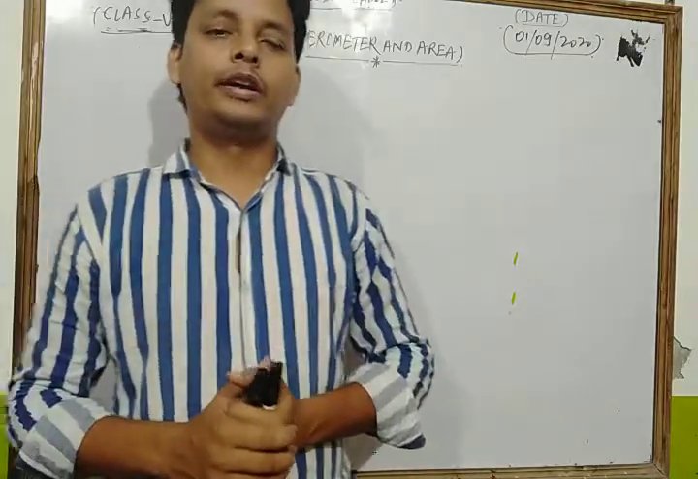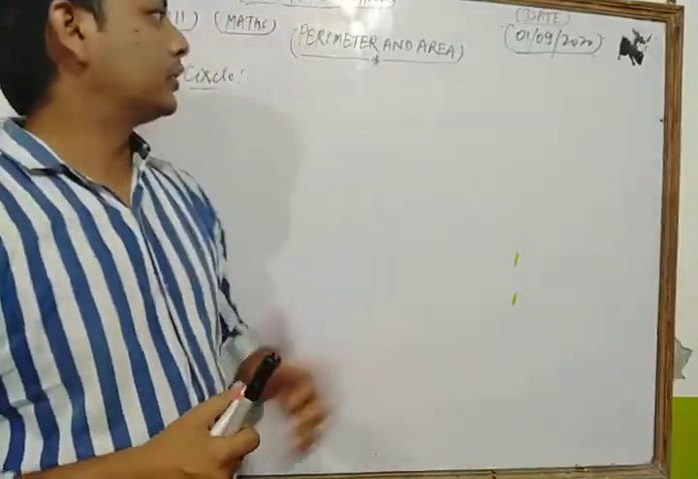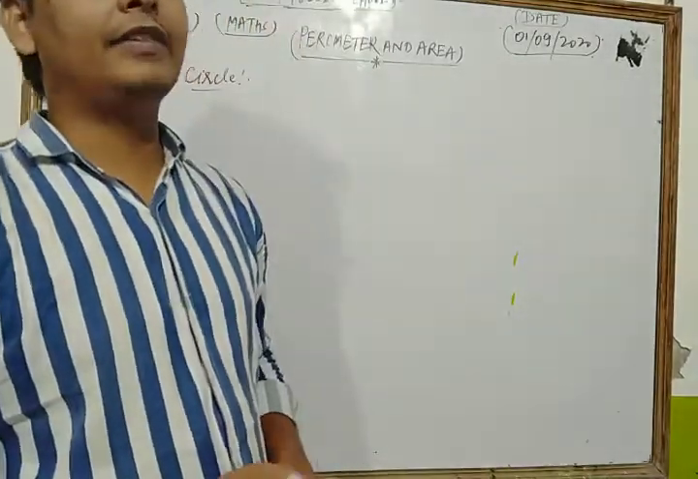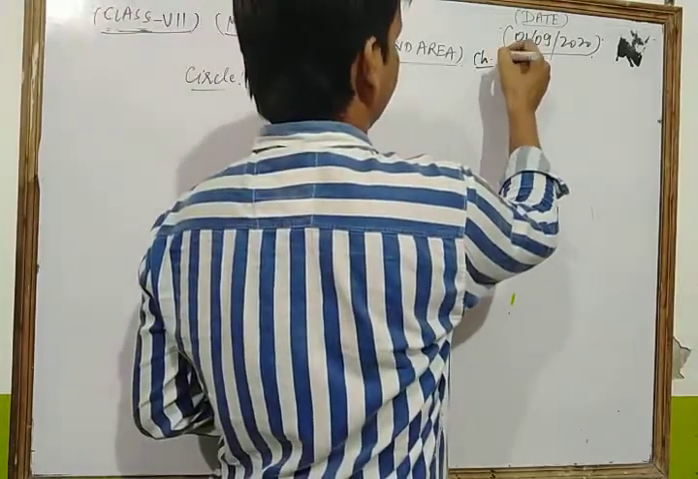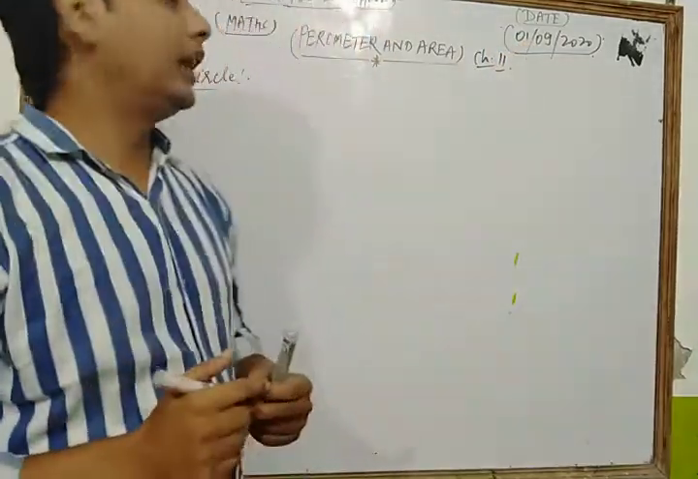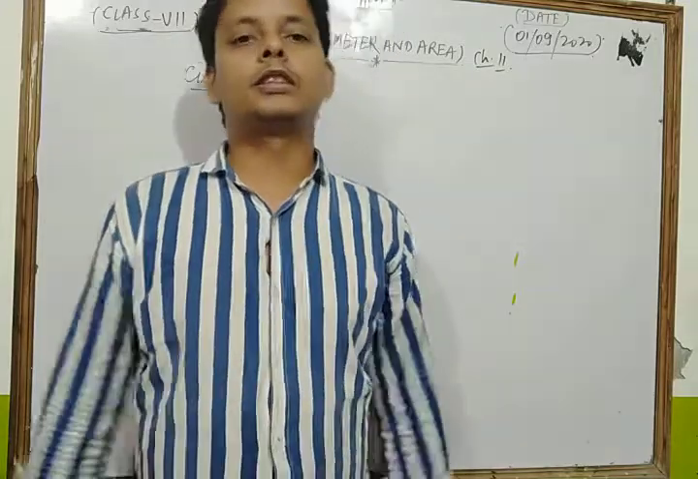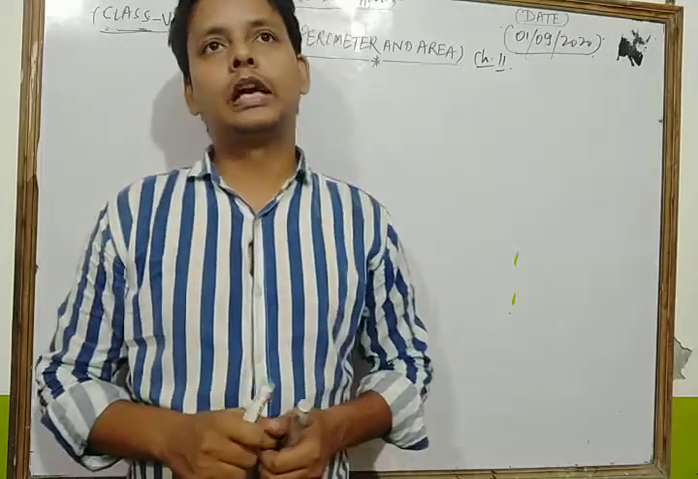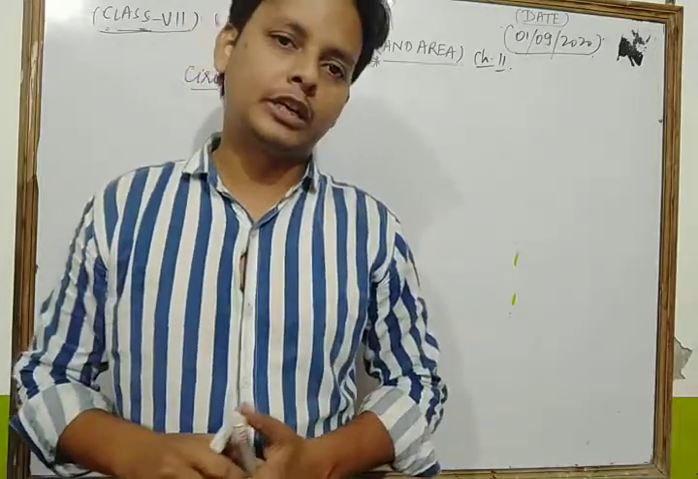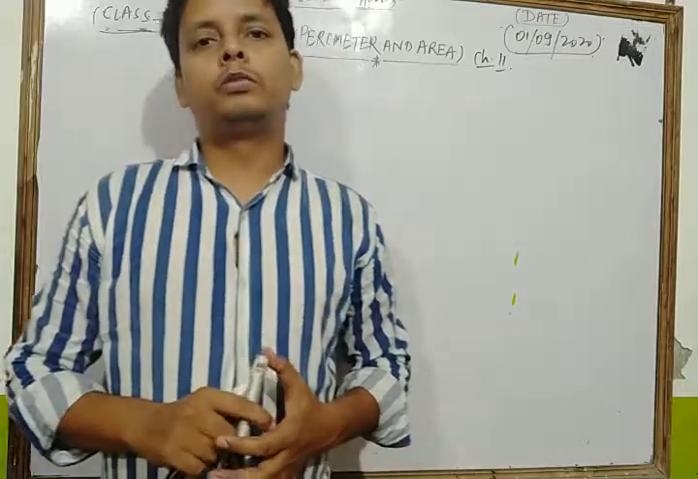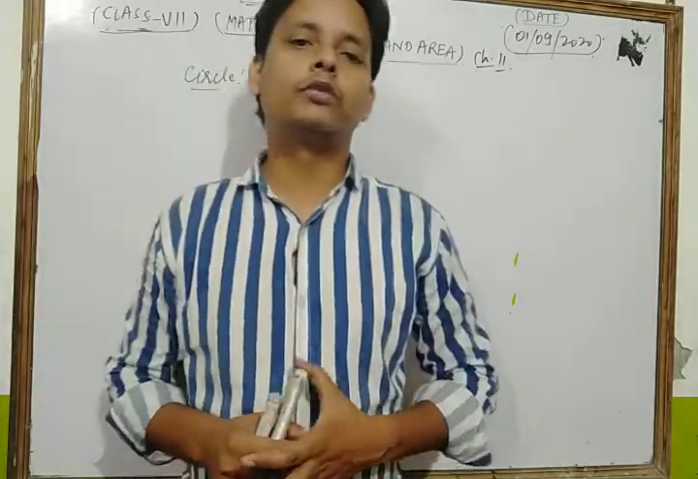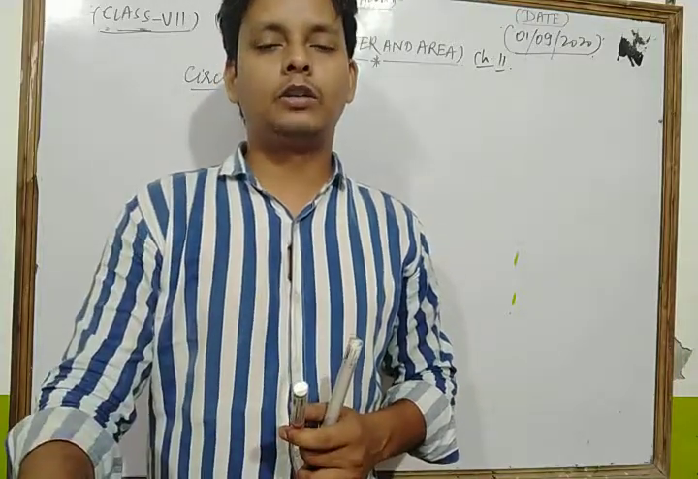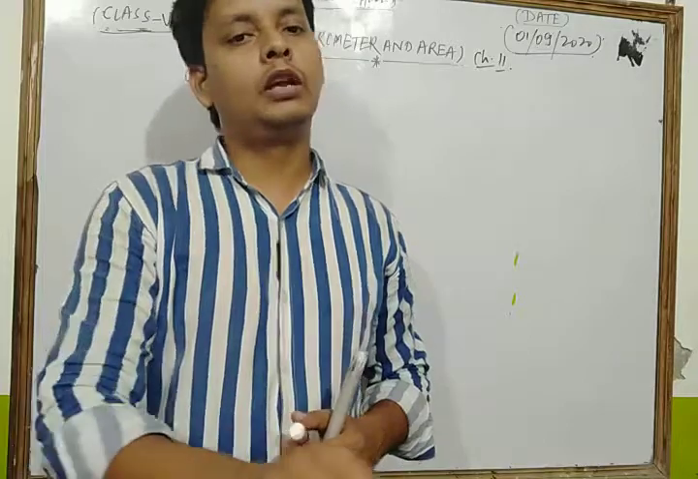Dear students, in the previous class we discussed the chapter Perimeter and Area, which is the 11th chapter of your NCERT exercise. We discussed the parallelogram and triangle, the area of a parallelogram as well as the area of a triangle, and we also solved some important questions of your NCERT exercise based on parallelogram as well as triangle.